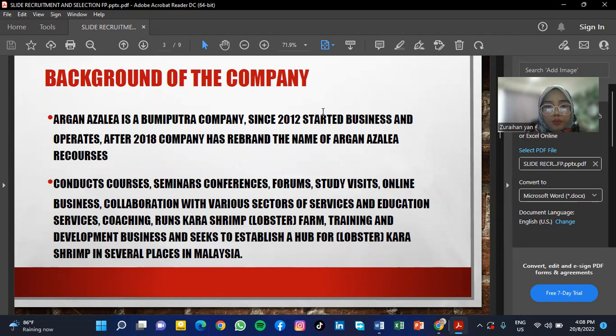Okay, and then the background of the company. Argan Azalia is a Bumiputera company, starting business and operating since 2012. After 2018, the company rebranded its name to Argan Azalia Resources. Argan Azalia is at Jalan Batu Tiga Lama, Klang, Selangor, Malaysia. Argan Azalia conducts courses, seminars, conferences, forums, study visits, online business, collaboration with various sectors of services and education services, coaching, runs Kara shrimp, which is a lobster farm, training and development business, and seeks to establish a hub for Kara shrimp in several places in Malaysia.